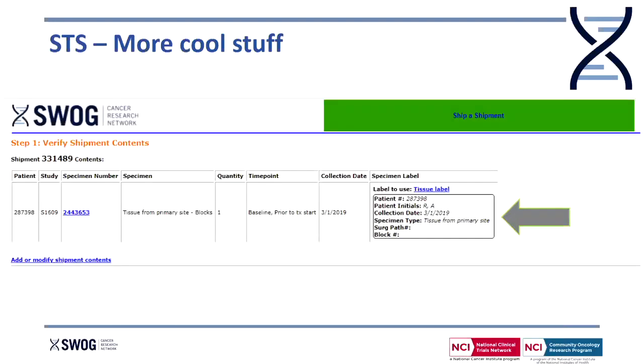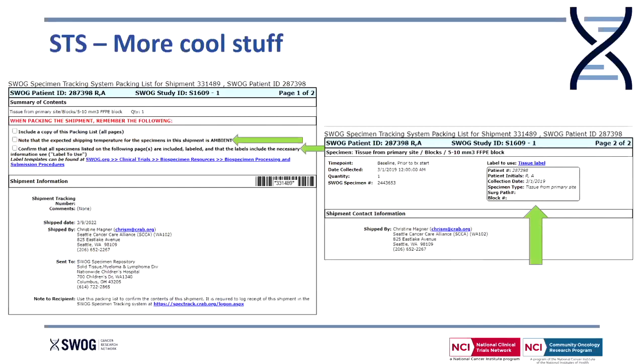When logging a specimen, you'll see that we've included specific instructions on what label to use and what the labeling should look like. Then, as you navigate to shipping the specimen in STS and reviewing the packing list, you'll see again labeling instructions. In addition, there's an expected shipping temperature and reminders for what, if anything, should be packaged along with your specimen.